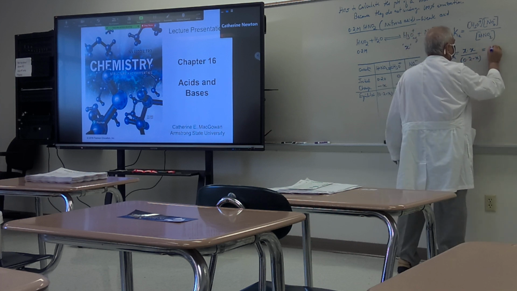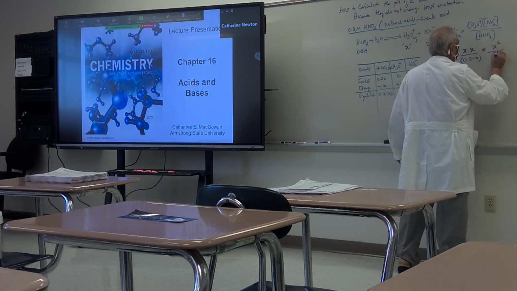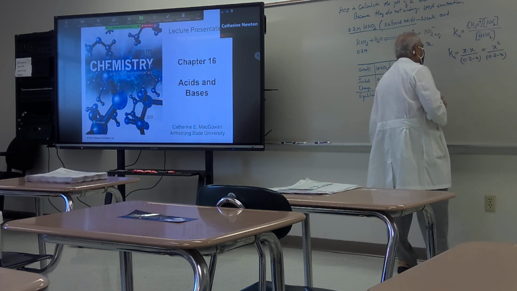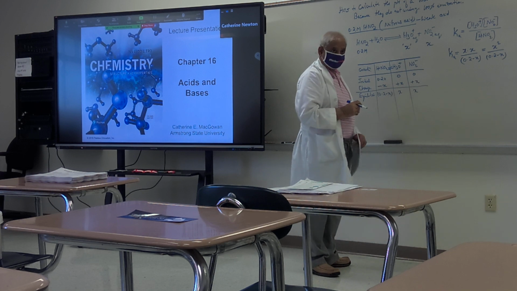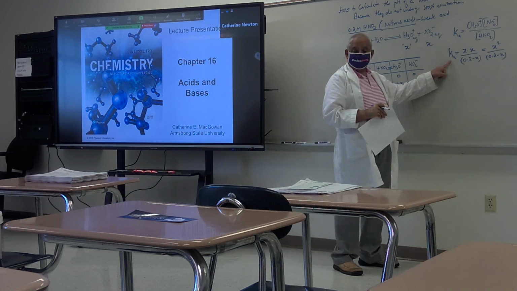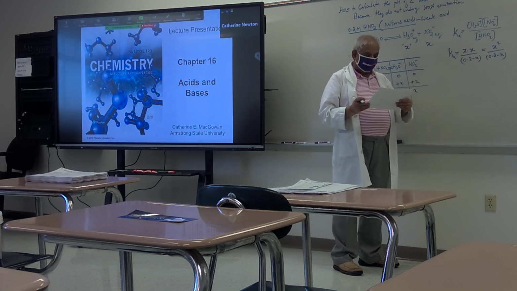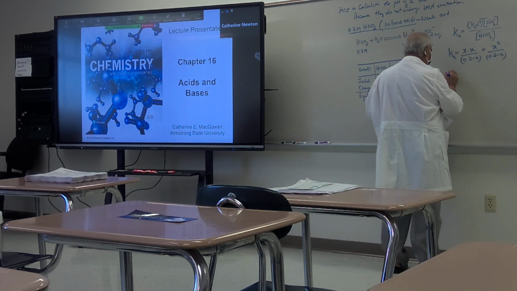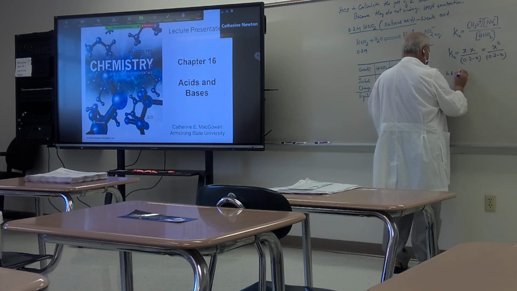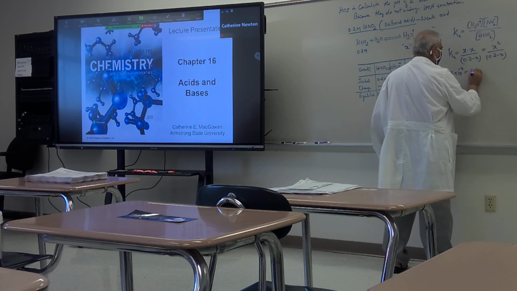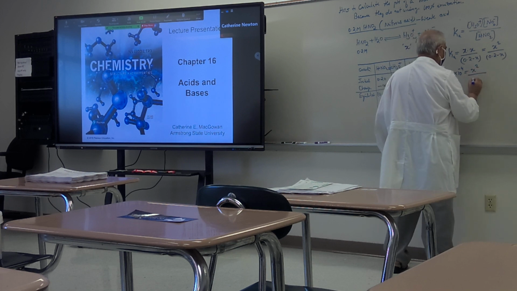and this is 0.2 minus X. And that's going to be X squared over 0.2 minus X. So in order to solve for X, you are supposed to know the Ka value, correct? If you know this, then you can solve for X. So they have given Ka value equals 4.6 times 10 to the power of negative 4, which is equal to X squared over 0.2 minus X.